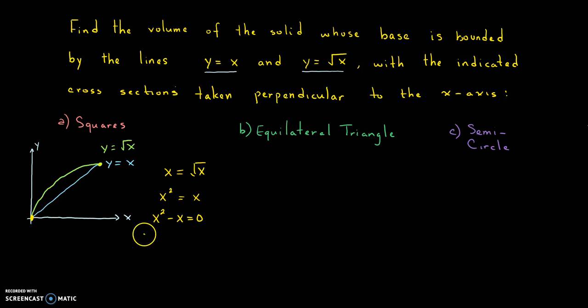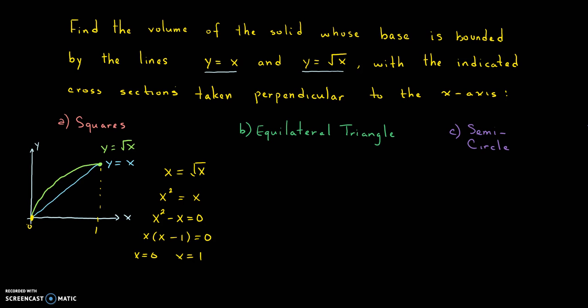If I factor out an x, I get x times x minus 1 equals 0. And then finally, this should lead you to say that x is equal to 0 and x is equal to 1. So that means that this part right here where they intersect is 1, and they meet at the origin.